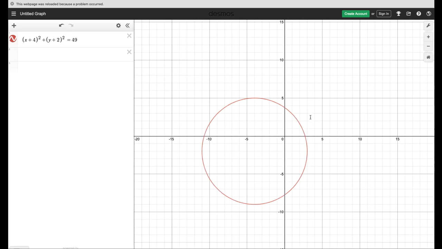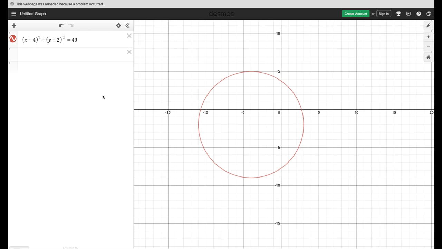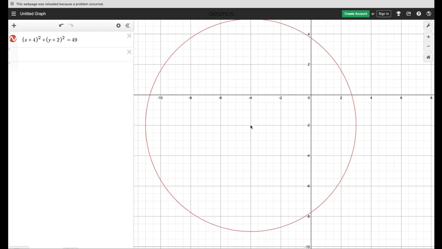Let me make it a little smaller. And if you look carefully, this 4 and 2, remember the general formula is x minus h square, y minus k square. So my center is negative 4 and negative 2, and that's what it looks like. So the x value is negative 4 here, and the y value is negative 2. So this point over here is my center of the circle, and you can see it looks like the center of a circle. And r square is 49, so r square is equal to 49. That gives me r is plus 9 or minus 9.